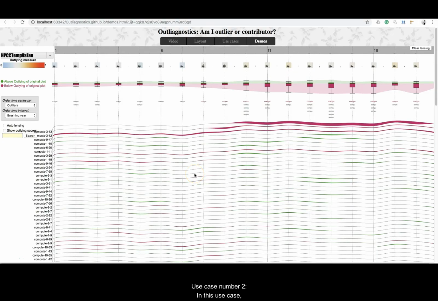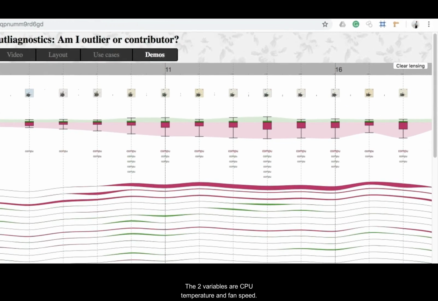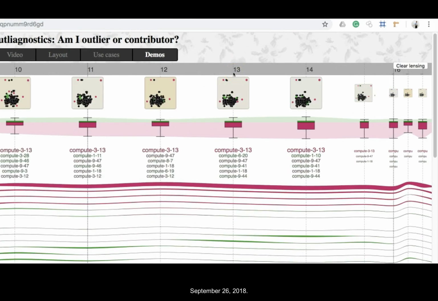Use case number 2. In this use case, we use Outliagnostics to monitor health status at a high-performance computing center at a university. The two variables are CPU temperatures and fan speed. This shows the events at 12 p.m. on Wednesday, September 26, 2018, when the CPUs on Compute 313 suddenly became overheated. Outliagnostics was able to pick up the events and alert the system administrator to replace the malfunctioning CPU before it harms other neighboring CPUs.